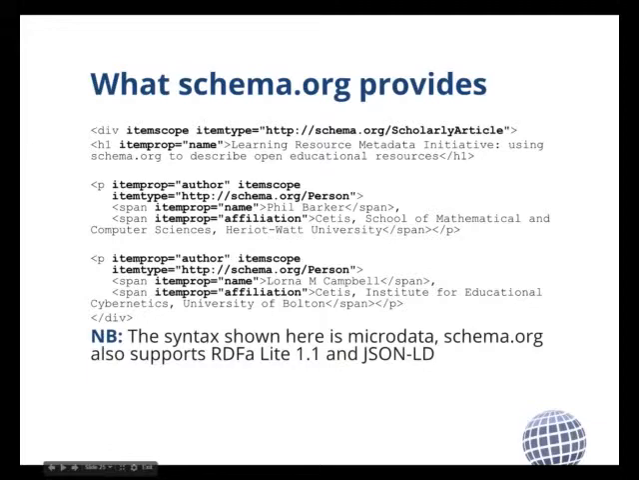So you see here we are addressing that problem that I illustrated on the Google Scholar page, of Google not being able to identify whether a particular piece of text related to the name of a person or the affiliation of that person.